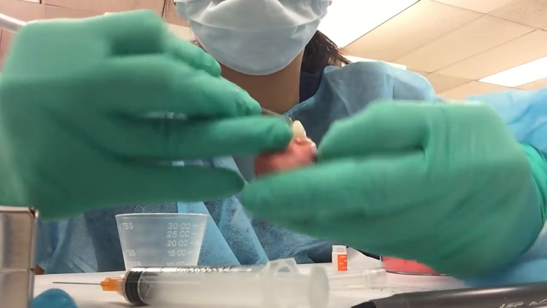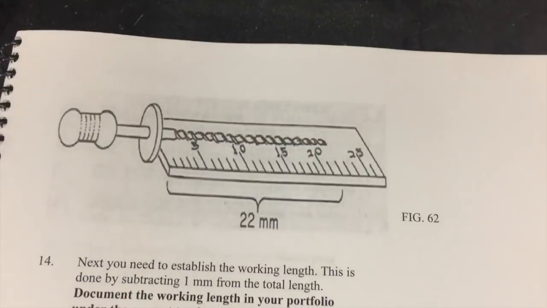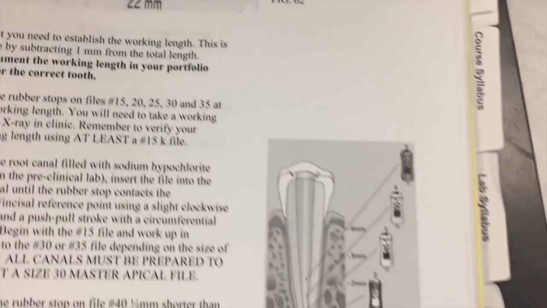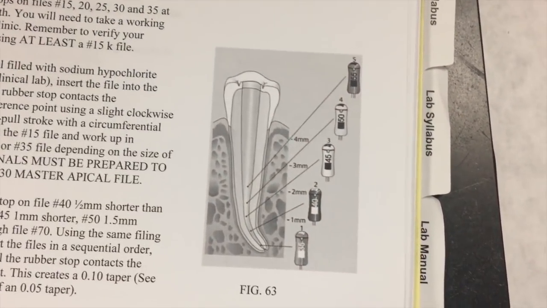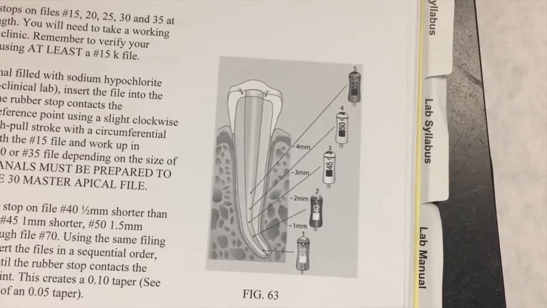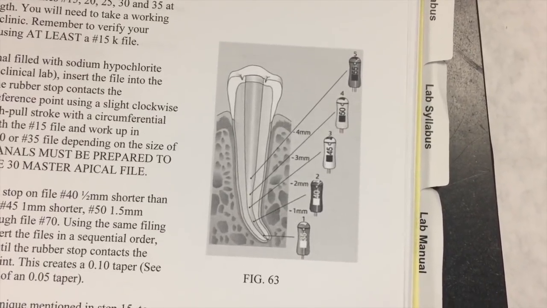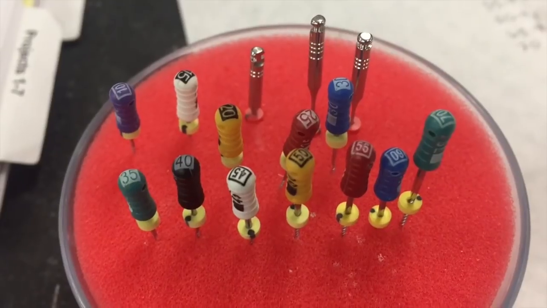And the first part is to access the tooth, which I talk about in my previous video. I will link that down below. But then the next step is to clean and shape the canal. So as you can see, there's the picture right there. And how do we clean and shape?